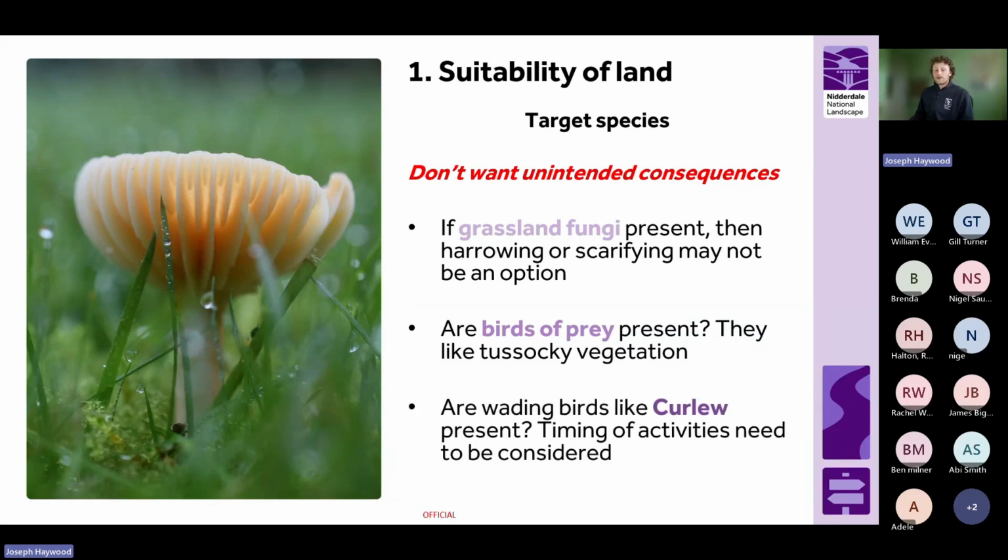And finally, wading birds. Nidderdale is internationally and nationally important for wading birds such as curlew, lapwing, and oystercatchers, and they may be using your fields to nest in. So you need to ensure the timing of your activities coincide well with when the curlews are fledging from their nest, for example, because you wouldn't want to go into a meadow and mow it when there's curlew chicks still in there and kill them. So yeah, it's really important just to take a bit of time and understand what species may be already present in your grassland. So that's three.